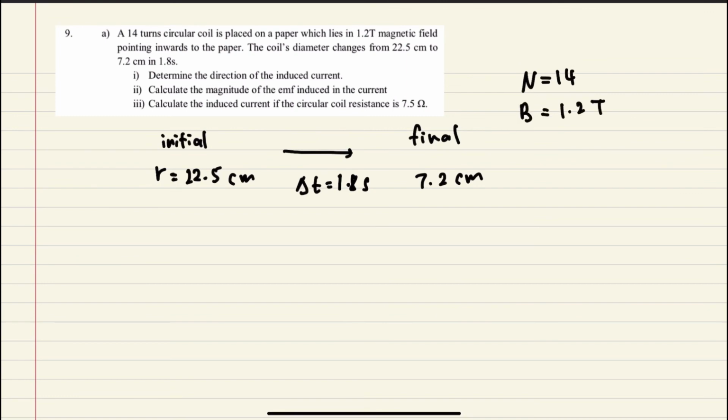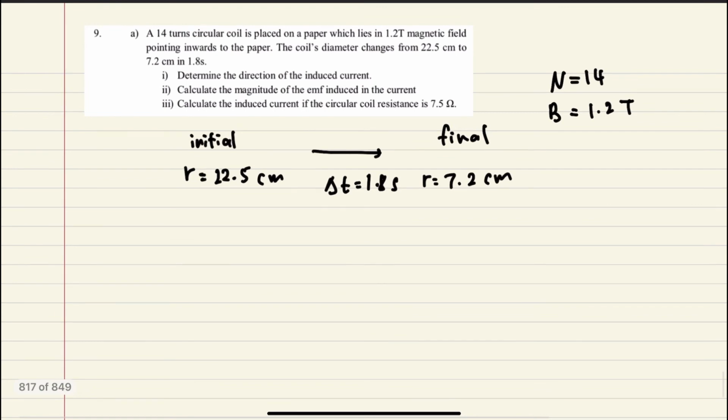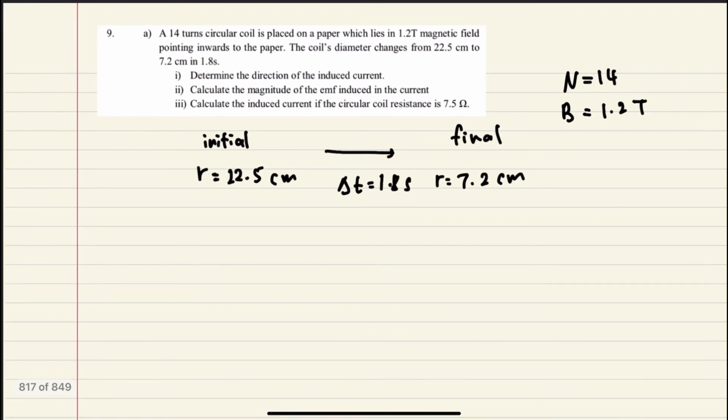Okay, so this one is the induced EMF part. So obviously you have to determine what is the value that is changing. In this case, it will be area because the R is changing. So you can use dA over dt, and then you can solve the induced EMF. But before that, they ask you to determine the direction of induced current first.